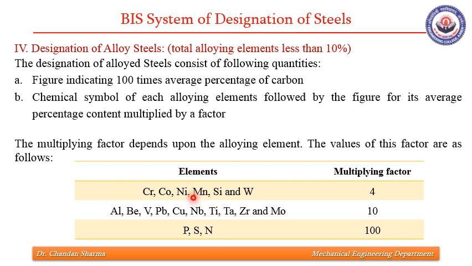For convenience, all these materials are being given multiplying factors. Like if the low alloy steel is having chromium, cobalt, nickel, manganese, silicon and tungsten, the factor is 4. If it is having any one of these, the factor is 10. And if it is having phosphorus, sulfur or nitrogen, the factor is 100. So it will first represent the percentage of carbon and then the percentage of these alloying elements based on the factors available.